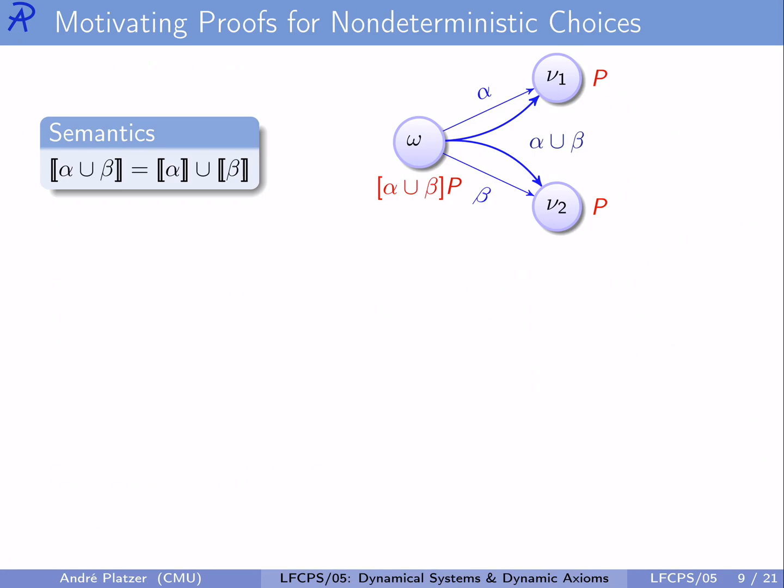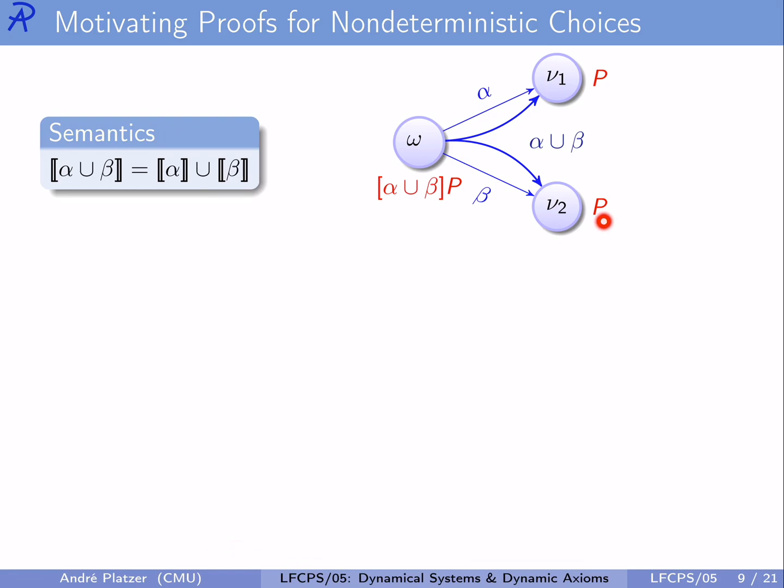How do we prove properties of a choice? Well, the behavior for non-deterministic choice is that it includes all the alpha behavior together with all the beta behavior. And if in some initial state omega, we want to make sure that all of the behaviors of the alpha choice beta program take us to safe states, that means no matter which way our program runs, we need to be going into a state where P is true.